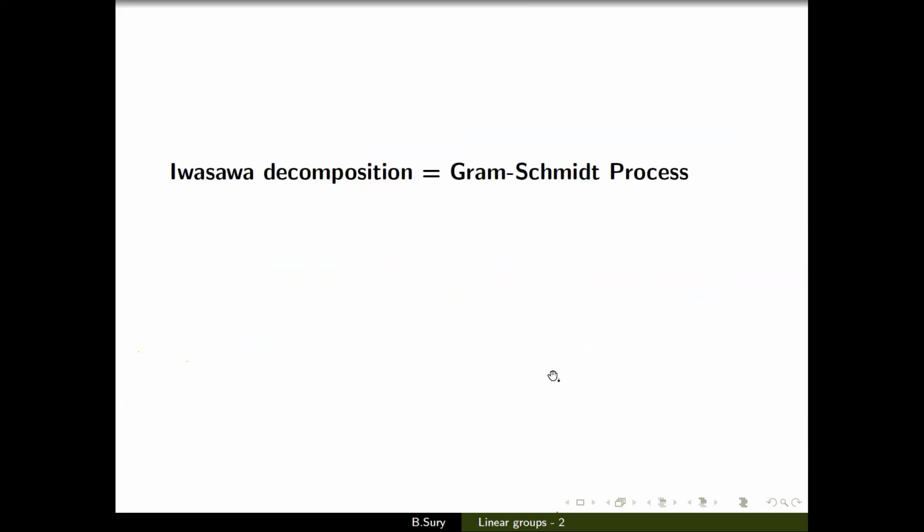Okay, now let's come to another type of decomposition, which is called the Iwasawa decomposition, which holds in a more general form. All these decompositions are something like, we have a linear group, a big group, we want to break it up into smaller subgroups.